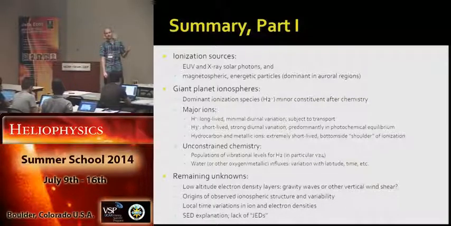And of course, the SEDs. How do you get such a strong diurnal variation in electron density? Related to that, we see strong, powerful lightning at Jupiter, but we've never measured an equivalent JED. So that's an open question. Why not?